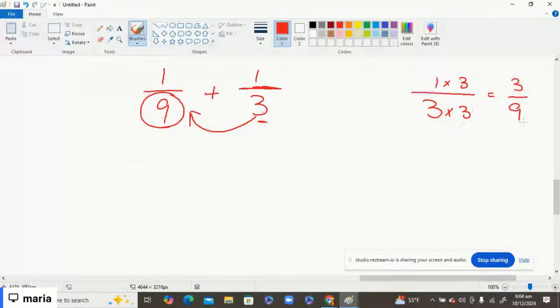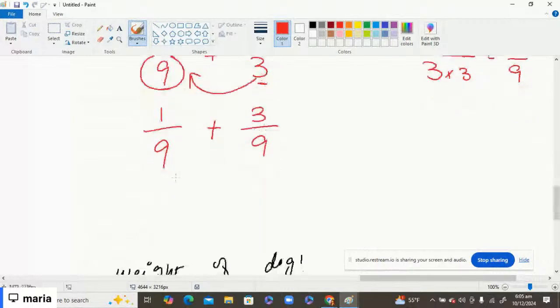I'm going to repeat what we do here. Here is the 9, which is the greater denominator. So we make the other equal to 9. How? We multiply the numerator and denominator by the same number, 3. So 1 by 9 stays the same, plus, in place of 1 by 3, I'm going to put 3 over 9. Now the denominators are the same, so we put just one 9 and only add their top numbers. So 1 plus 3 is 4 over 9, and that is our answer.